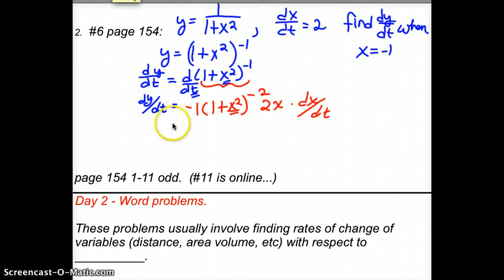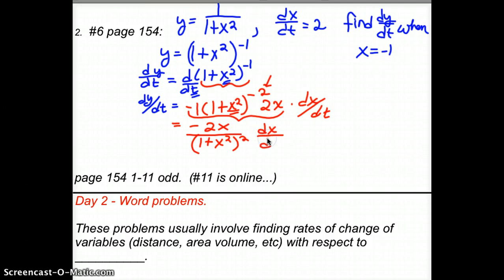I'm going to rewrite it a little nicer here as -2x, and then because that's a negative exponent, I'm going to send it to the bottom. So I basically just cleaned up this whole part, made it a little more user-friendly, and that would be dx/dt. So this is what dy/dt is. And right now, if I were to go label stuff, I know what x is. It says it's -1. I know what x is. I also know dx/dt equals 2.